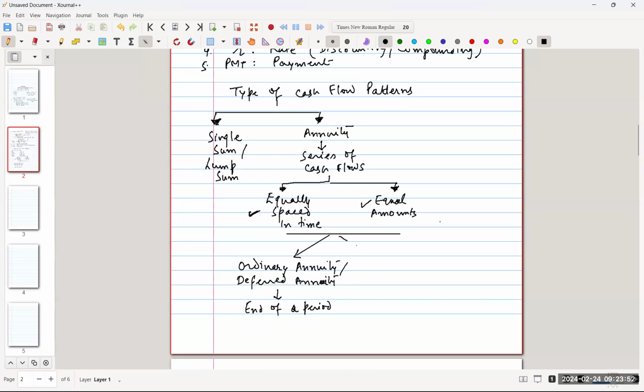On the other hand, if I'm paying my rent at the beginning, at the top of each month, then we are talking about an annuity due, in which the cash flow happens at the beginning of a period.